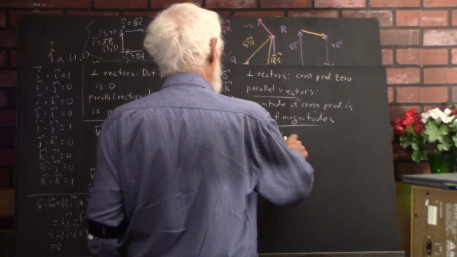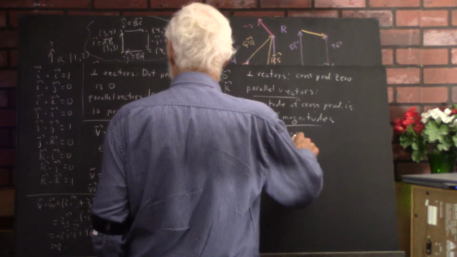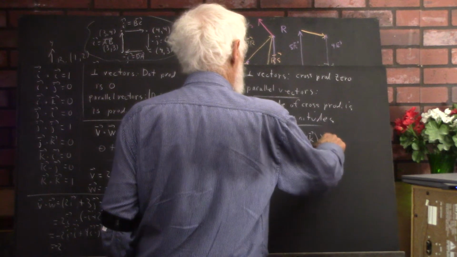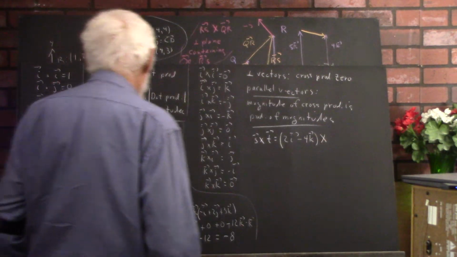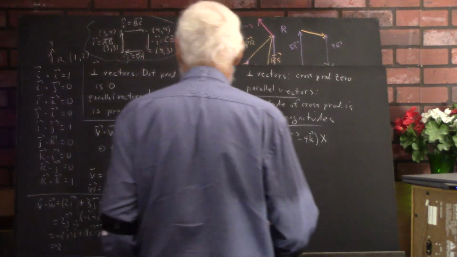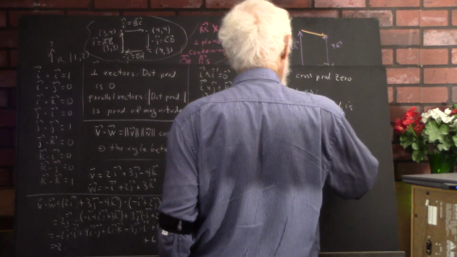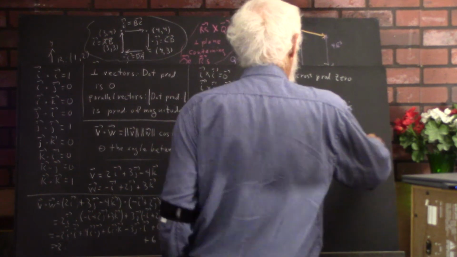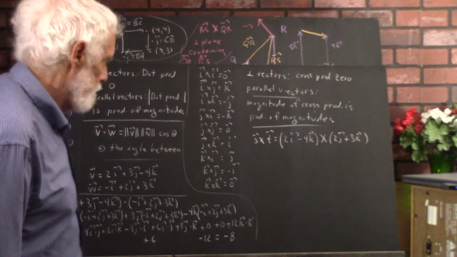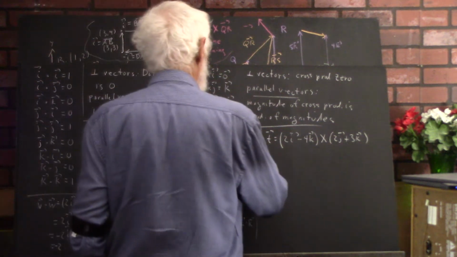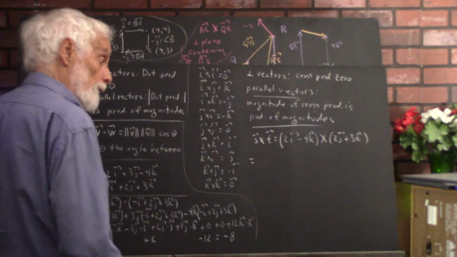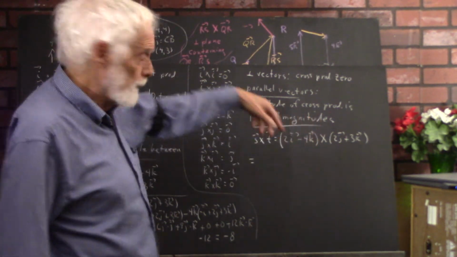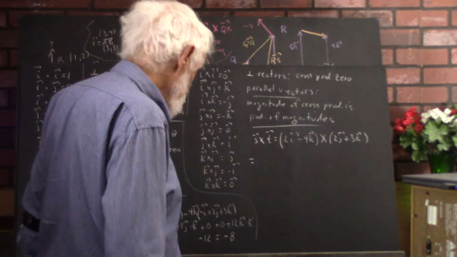And s is going to be 2i minus 4k. And I'm going to cross that with 2j plus 3k. It's a shorter way to calculate these, although when both vectors are missing a component, sometimes it is quicker just to go back to the definitions.